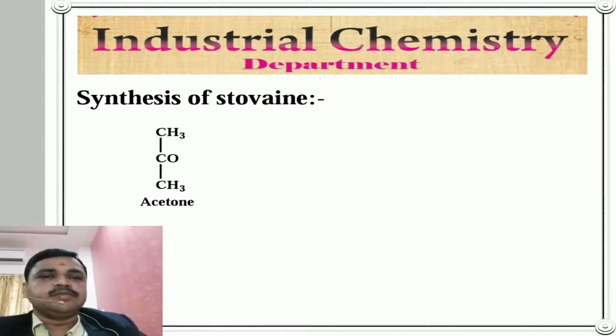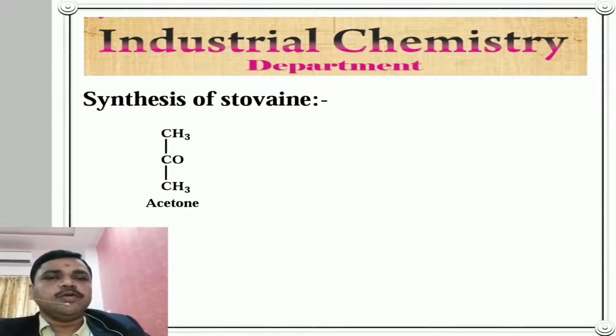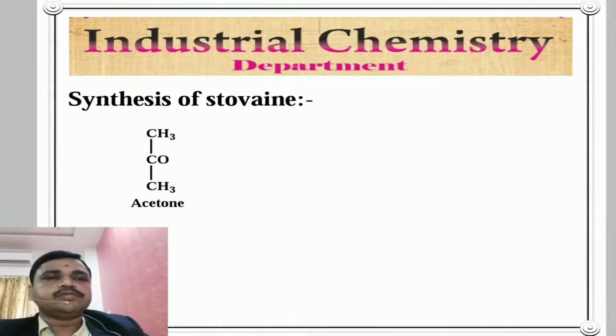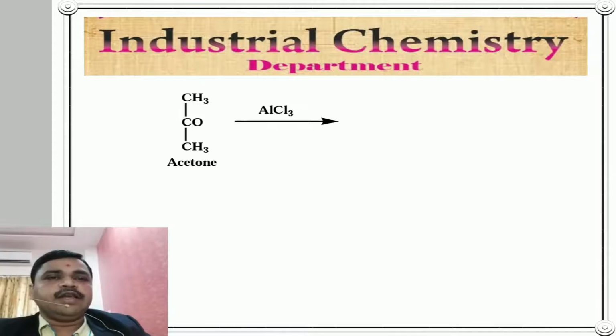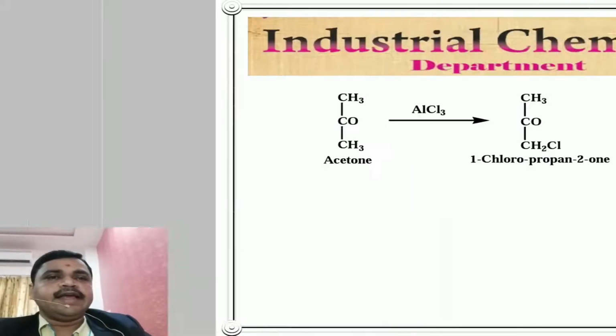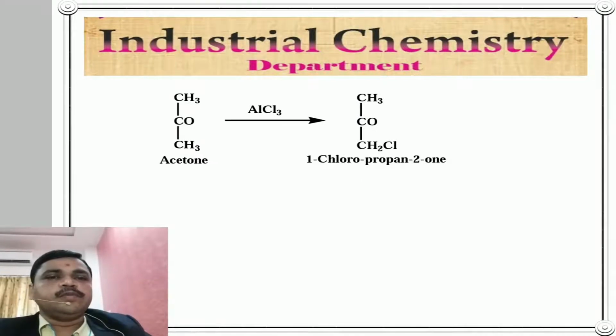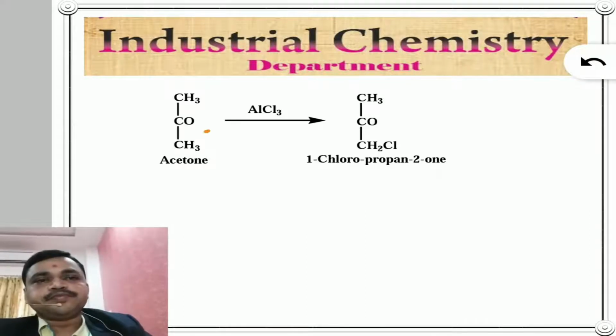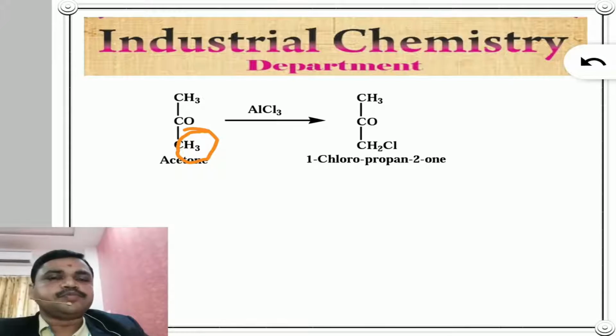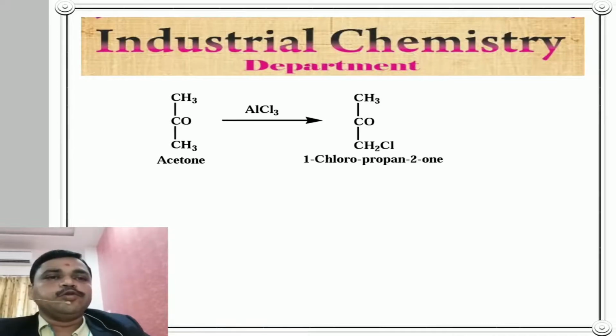Our last compound for this class, stovaine. Synthesis of stovaine. Stovaine is synthesized from acetone. This acetone is treated with aluminum trichloride, AlCl3. So a chlorine group is introduced as a substitution of this hydrogen, and by interaction between acetone and aluminum trichloride, we get 1-chloropropan-2-one. Here the acetone ketone group is on the second position, so the name of the obtained compound is 1-chloropropan-2-one.